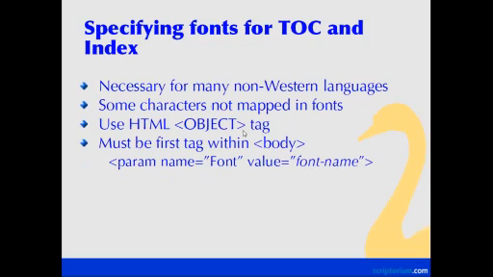And we've talked already about specifying the fonts for the TOC and the index. Essentially, and you can see more about this in the white paper, there's an HTML tag object, and this needs to be the first tag within the body. Within the object, we add a parameter, name font, and then for the value, we specify the font that is to be used for the table of contents or for the index.